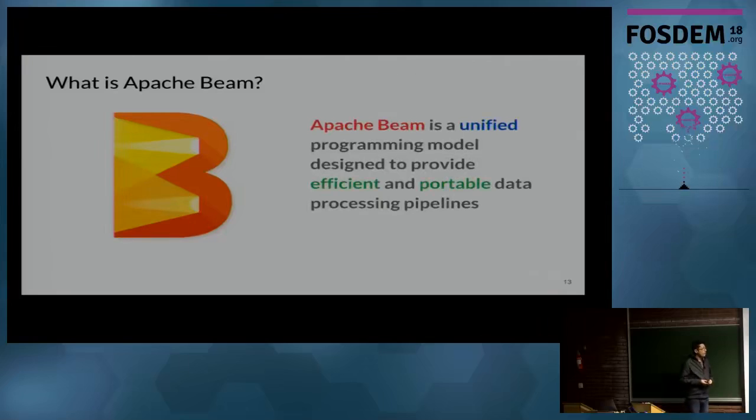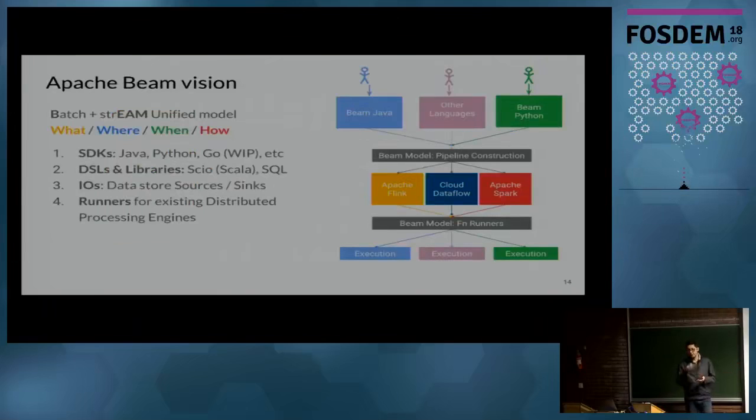So what is Beam? Beam is a unified programming model. Let's say it's a unified SDK or API, where the idea is to have only one way to express both batch programs and streaming programs, with the advantage of being portable. So we can execute this in different systems, not only in Google Dataflow, but also in Spark or in Flink. So we have things to translate this. And this is quickly the vision of Beam.